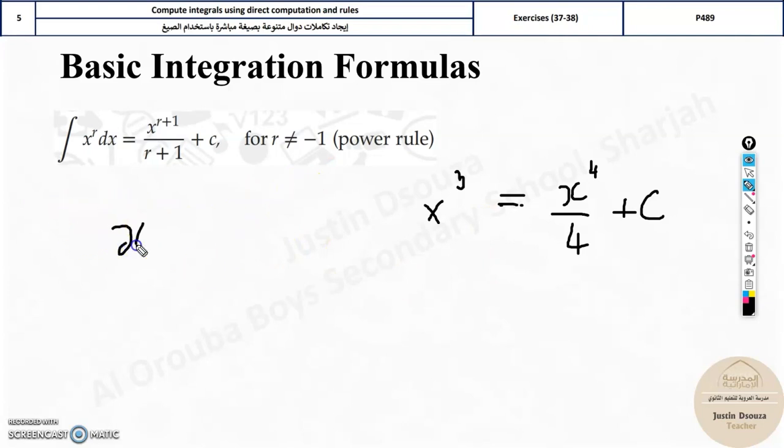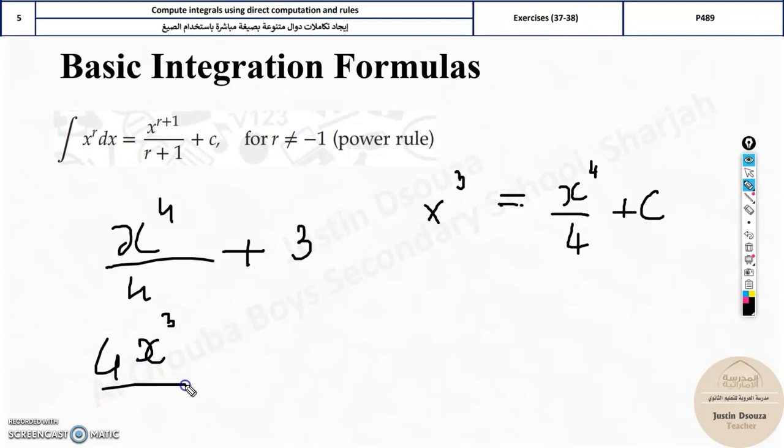So now if I had to derive, say, x to the power 4 divided by 4 plus 3, it would have been 4 comes down. This is derivation I'm doing, f dash, and it'll be x to the power 3 divided by 4, and this 3 becomes 0, and this cancels, and you're getting x to the power 3. So this is derivation of the answer. You get x to the power 3.